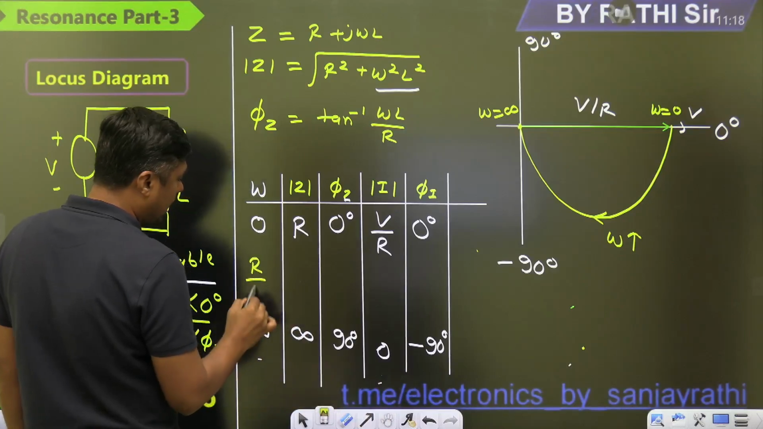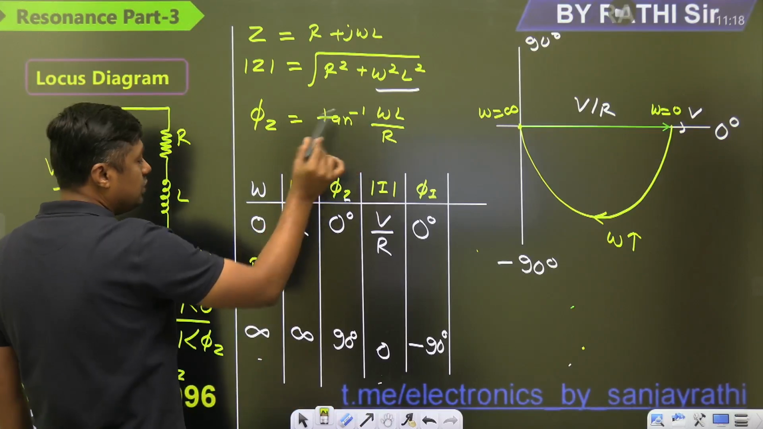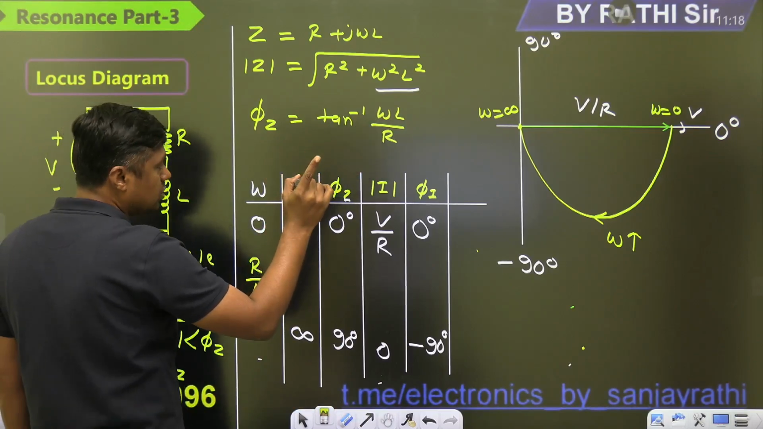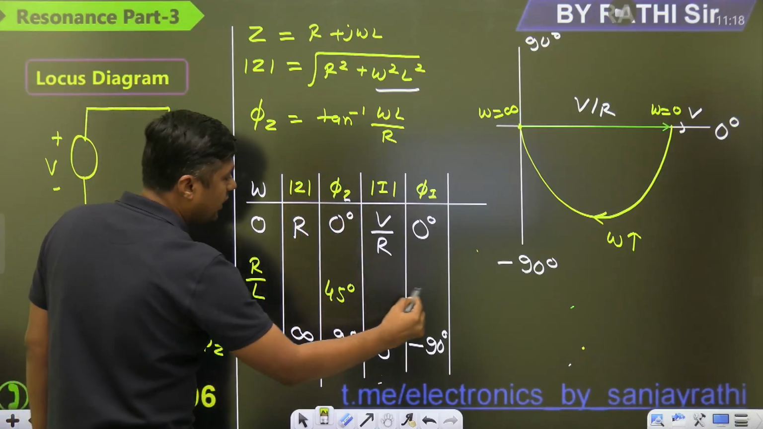Omega is equal to R by L. Put here R by L. R cancels, L, tan inverse of 1. What is the tan inverse of 1? 45 degree. If it is 45, it is minus 45.